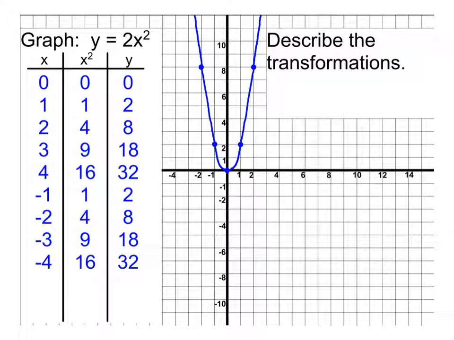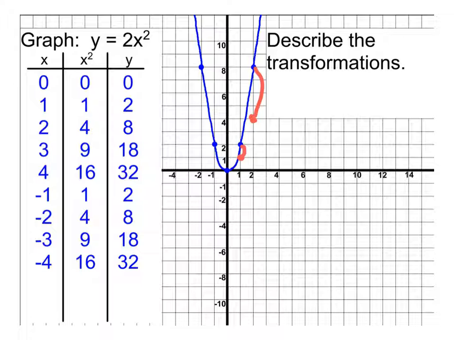Now, when you've plotted those points, you go ahead and draw your curve that goes through them, and this is what you're looking at. And now, we just applied a single transformation to this when we multiplied it by the 2. So now we need to describe that transformation. What I want you to notice as you take a look at this graph is that the point that was up 1 is now up at 2. The point that was up at 4 is now up at 8.